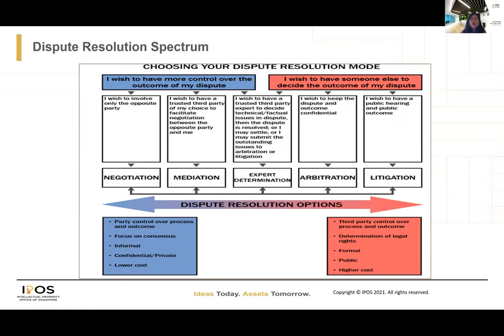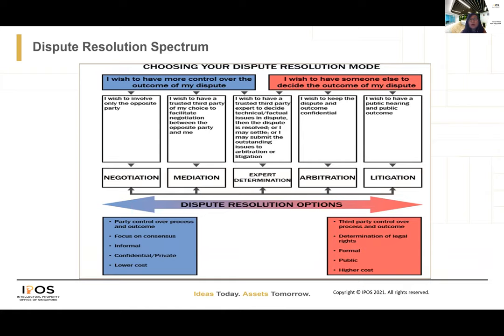Litigation is considered the most traditional or conventional way to resolve a dispute. The reason why it is at the rightmost side, as you can see below in the red box, the factors, it depends on to what extent it includes or encompasses the different kinds of factors. So first and foremost, for this litigation, there is absolute third-party control over the process and outcome. So for example, the judge will determine the outcome of your dispute on behalf of the parties. You have absolutely no say as to how you want the dispute to be resolved.